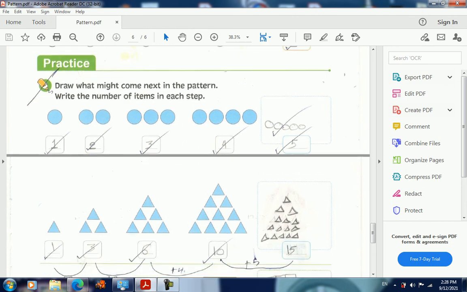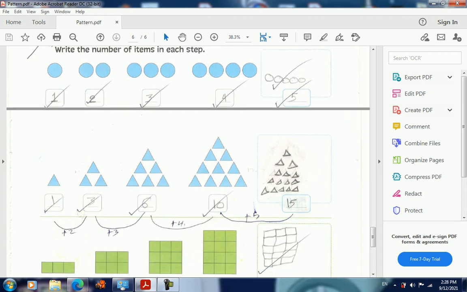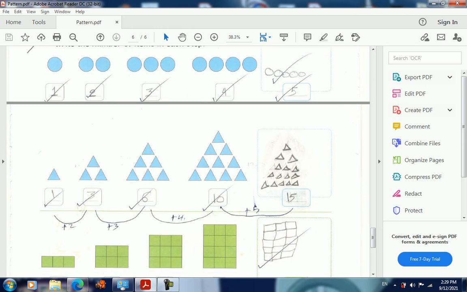And now let's practice. They said draw what might come next in the pattern, and write the number of items in each step. So the first one, we got just 1 circle. The second drawing, we got 2 circles. So the first one was 1 and then 2. Then 3 circles, this means 3. Then 4 circles, this means 4. Then 5 circles, so we have 5.